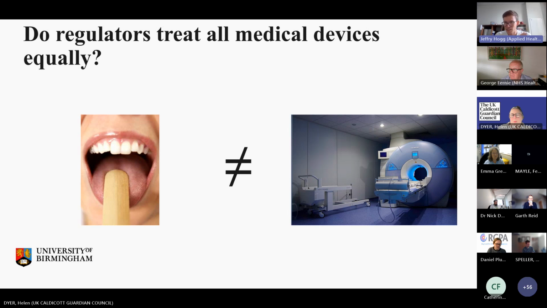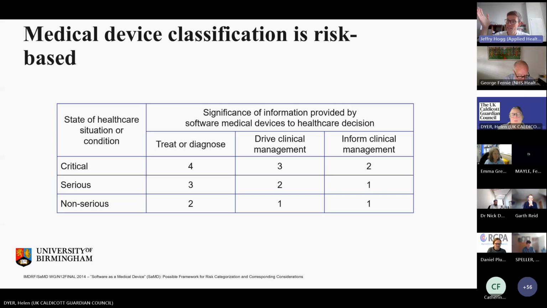A tongue depressor is just a glorified lollipop stick, but that's a medical device. And an MRI scanner is also a medical device, but obviously quite a different entity. So if we go to the next slide, there's also a number of different risk classifications. If you've ever heard somebody saying, oh, it's a CE class 2A or 2B, or it's a class 3 or class 1, this is a kind of subcategorization of medical devices. And those categories are assigned on a risk basis.